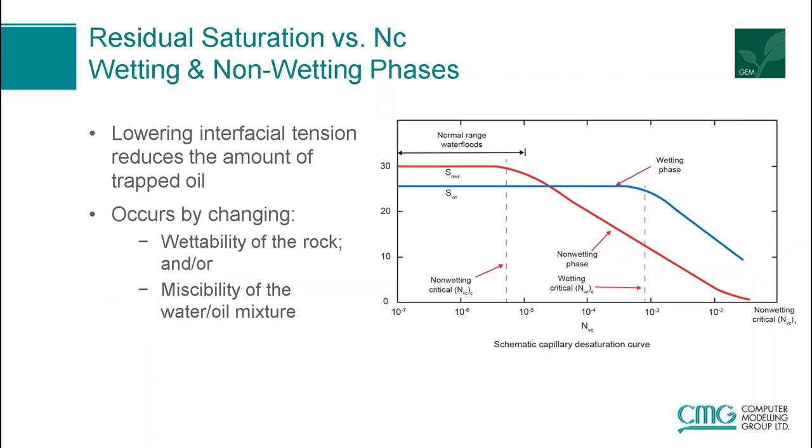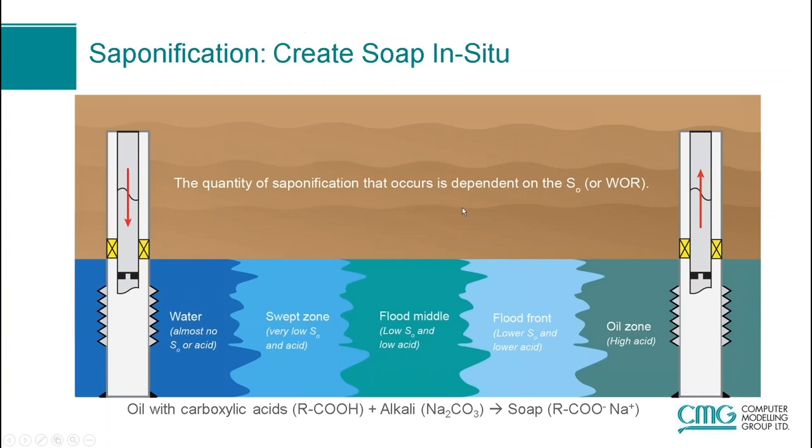So now a little bit about mechanisms. This diagram is just showing your typical desaturation curve. We have residual oil saturation here on the y-axis and capillary number on the x-axis. And as we increase the capillary number, our residual oil saturation decreases. Now, since the capillary number is given by viscosity times velocity over interfacial tension, we only have so much control over the velocity and viscosity, so it's the interfacial tension that we're targeting with chemical floods. And we also get wettability changes during a chemical flood.